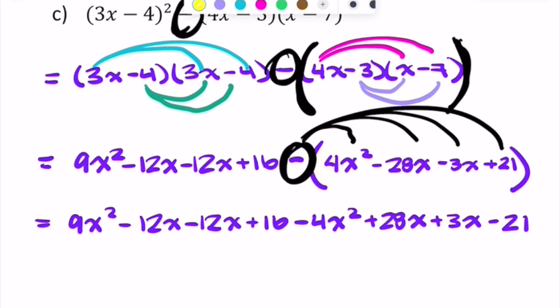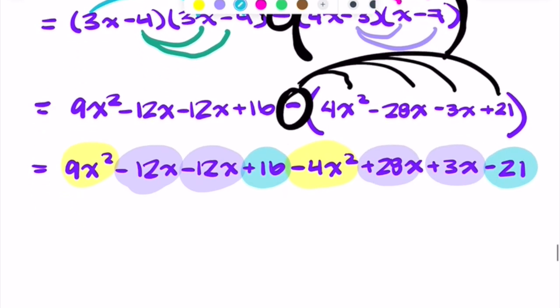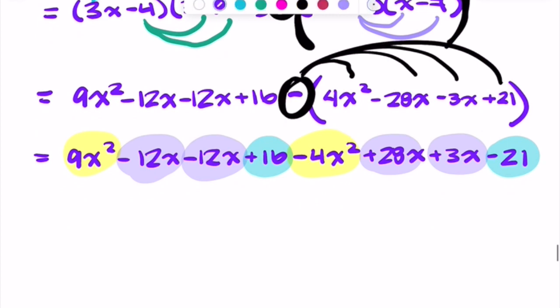Now that absolutely all of the distributions are done, now I can think about collecting like terms. So I'm looking for anything that has x squareds in it. Now I'm looking for anything with x's in it. Now I'm looking at anything that just had numbers in it. And I will start to collect. Standard form says I should do the x squareds first. So 9x squared, -4x squared gives me 5x squared.